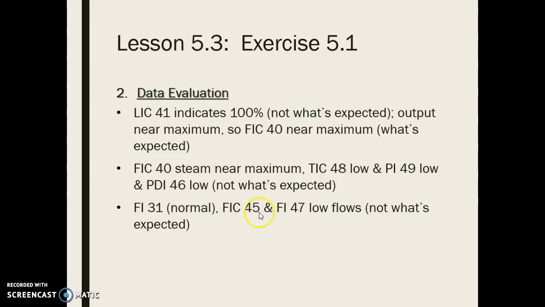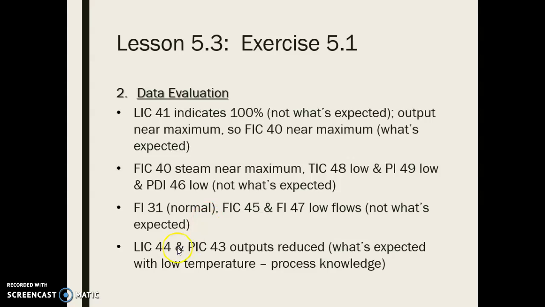FIC 45 is the column bottoms flow. That's low because we said it's coming off the temperature. And FI 47, which is to the overhead, are low, and that's not expected, especially when our input's normal. LIC 44, which is the level again in T1, and PIC 43 outputs are reduced. It's what is expected with the low temperature though, and that's your process knowledge that you learn.